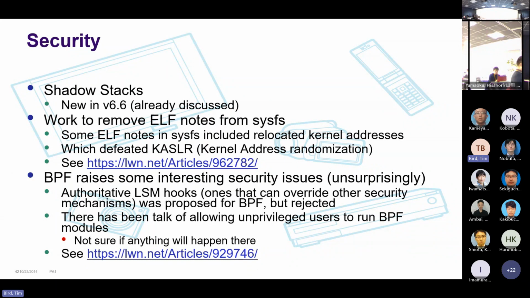It turns out that they were leaking a lot of the relocated kernel addresses in sysfs because there's a section called ELF notes. They were actually relocating the addresses in those ELF notes. Those ELF sections have to do with the module and the binary image addresses and stuff. Anyway, there have been some patches to fix that, so we're not leaking those relocated addresses anymore.